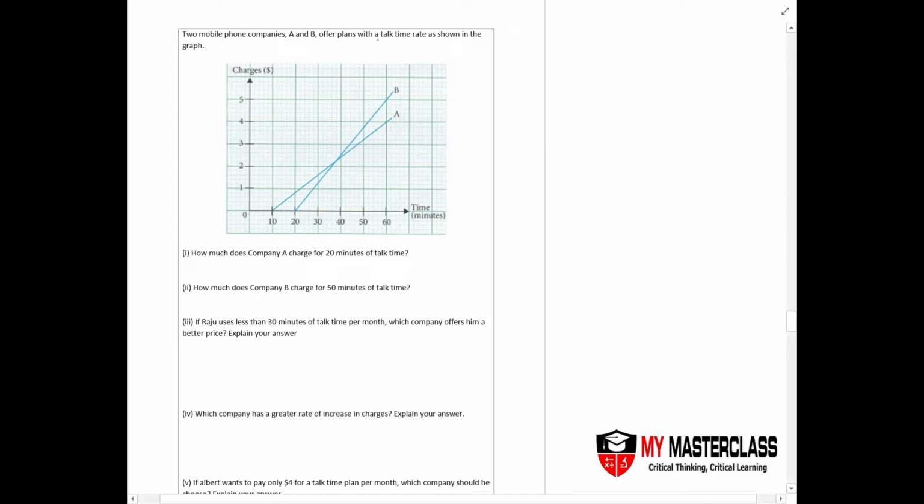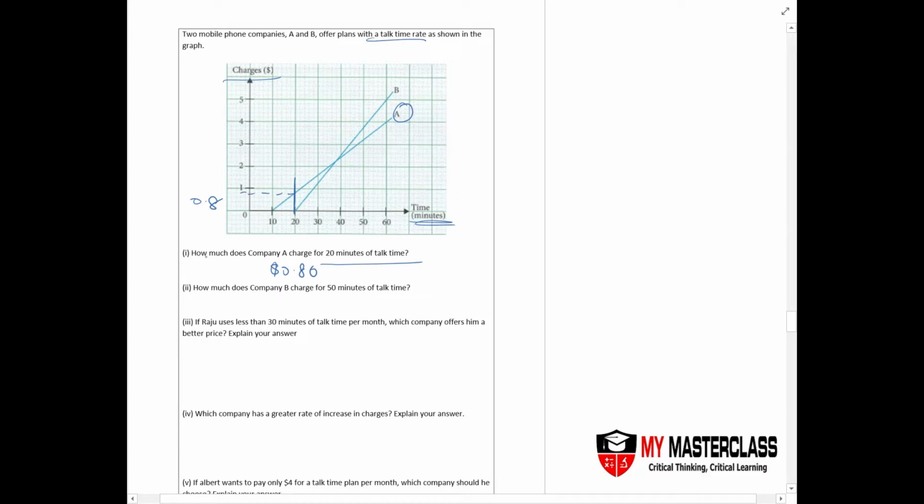So what would I do? Talk time rate as shown, so you have charges and then a time. 20 minutes of talk time, so I will extend this outwards. Now you find company A. Company A is this one straight line that crosses here, and this is 0.8. So this is 80 cents for 20 minutes of talk time. Always remember to draw dotted lines in your graph to indicate this as you're working.